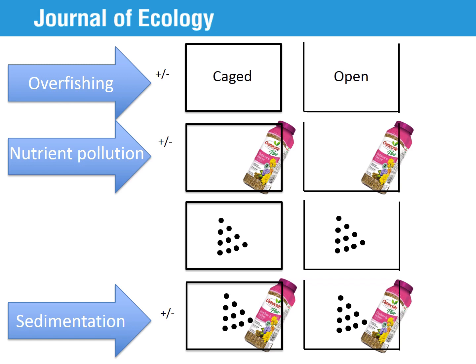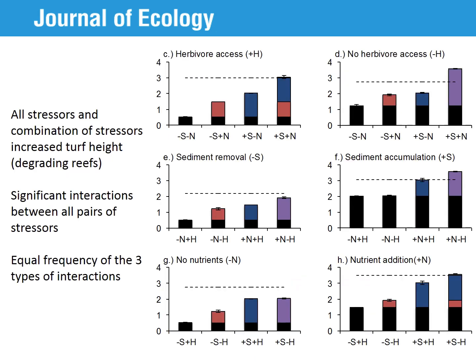So this was a fully crossed experiment, which means that I had all possible combinations of treatments, and we ran this experiment for a bit over 2 weeks and measured turf height at multiple time points. We found a significant statistical interaction between all pairs of stressors. What this means is that we found nonlinearities in every set of combinations.